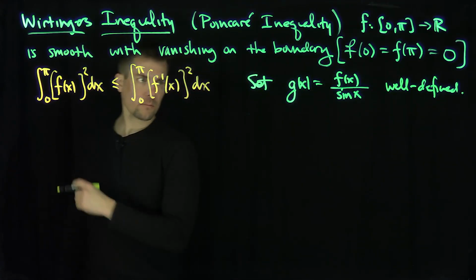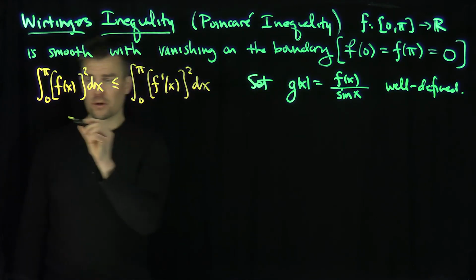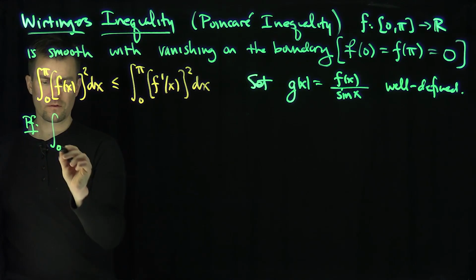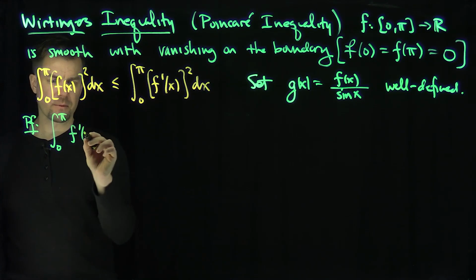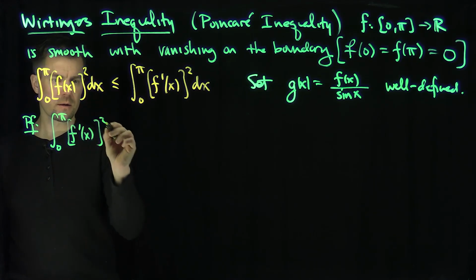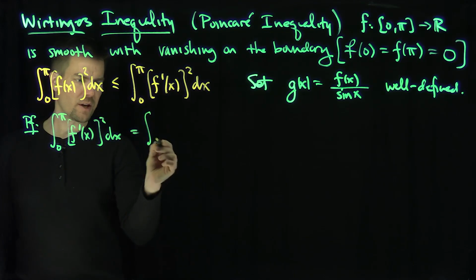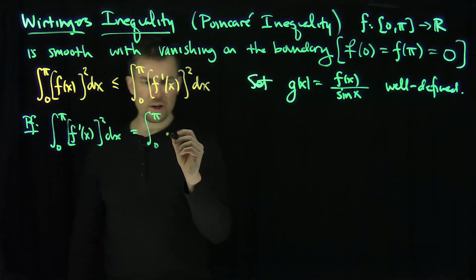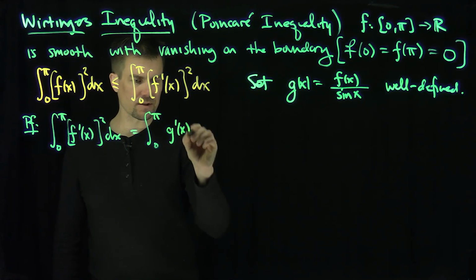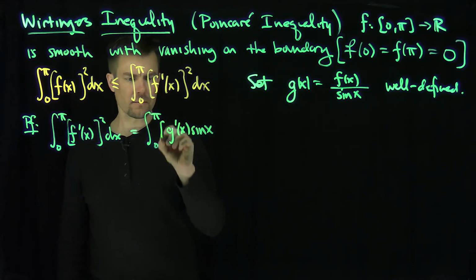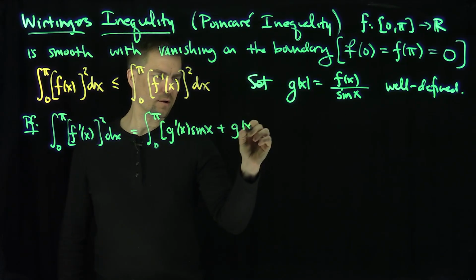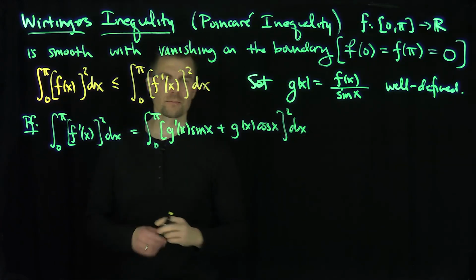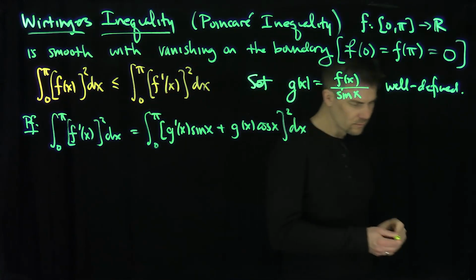Okay, great. And so now, let's look at the integral from 0 to pi of f prime of x quantity squared dx. Well, it's going to be the integral from 0 to pi, and then what is f prime? It's going to be g prime of x sine of x plus g of x cosine of x quantity squared dx. Okay, just by foiling it out.